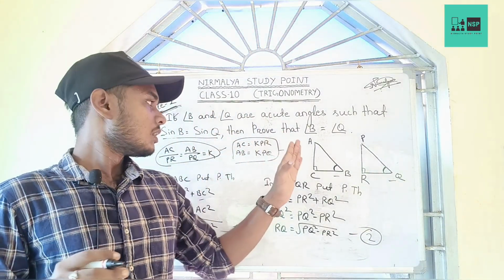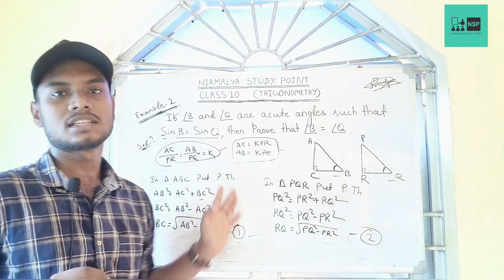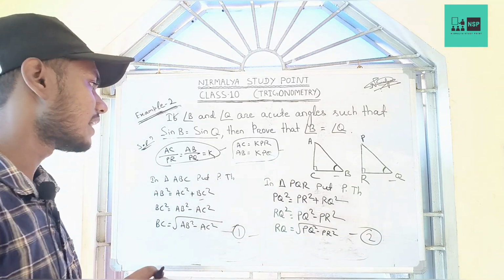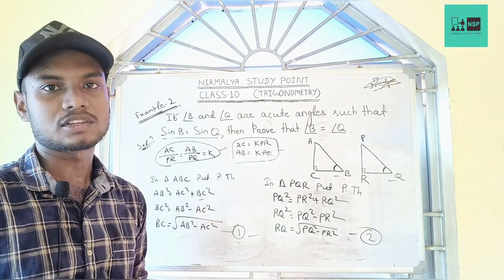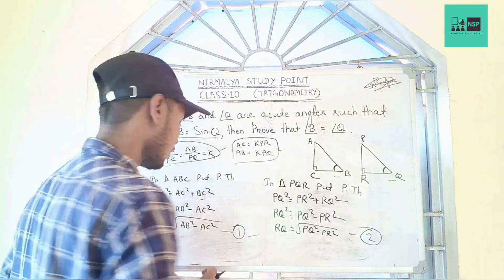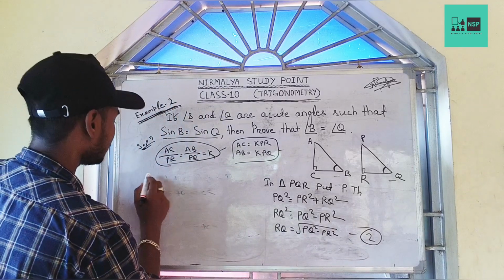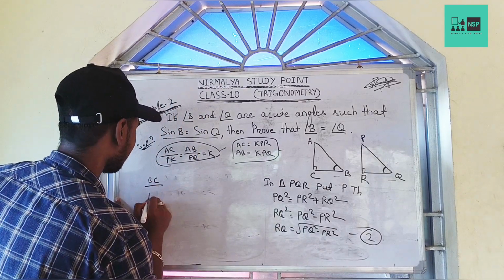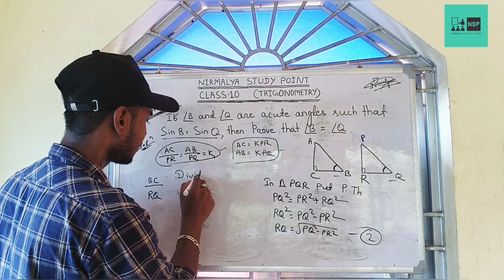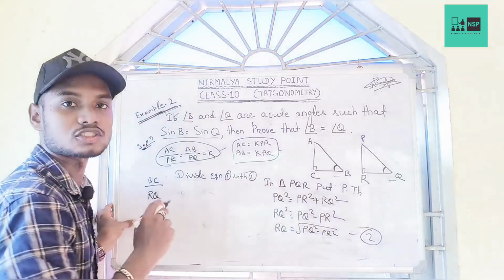Here the two ratios are present, that is AC by PR and AB by PQ. Corresponding sides in equal ratio are present. So here BC by RQ or QR is not present. So we have to find out BC by what? QR or RQ. How? For that we have to divide equation 1 with 2. How? Let us see. So in this case, if we have to find out BC by RQ, just divide equation 1 with 2.